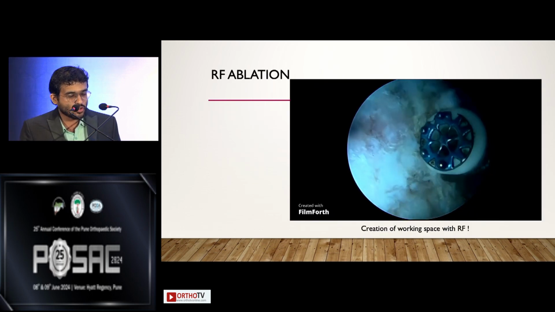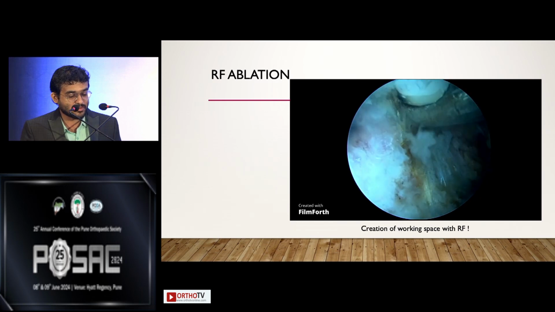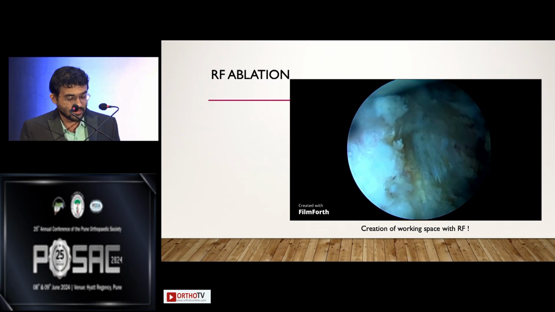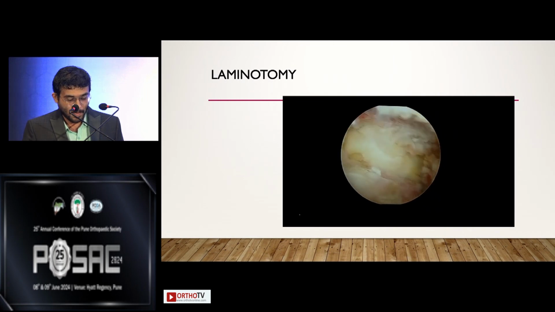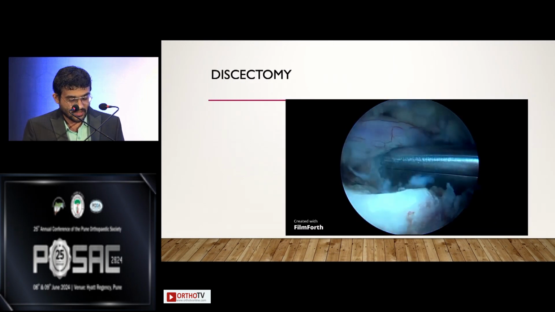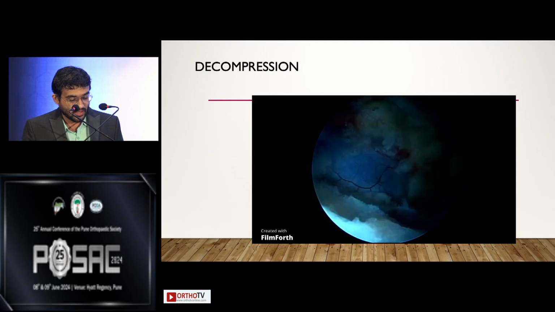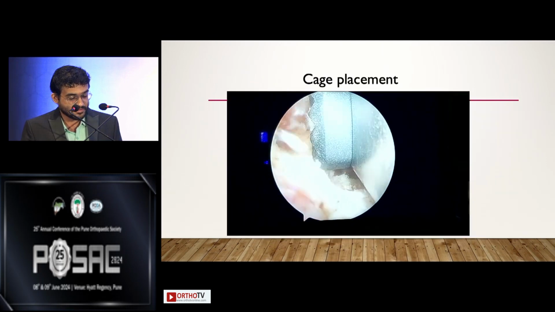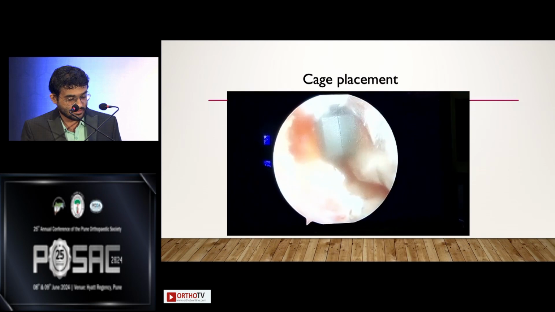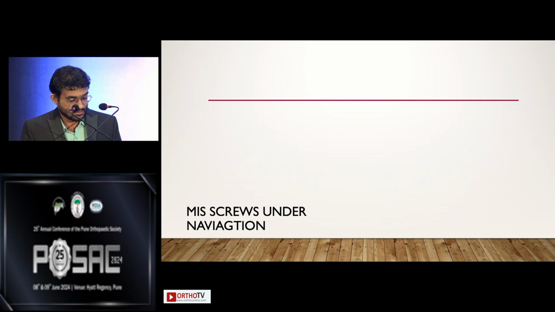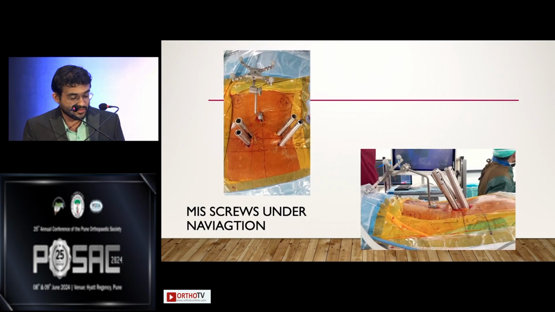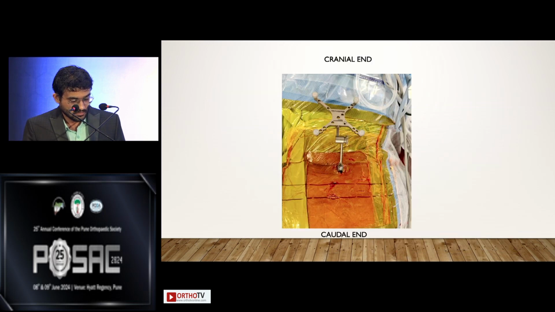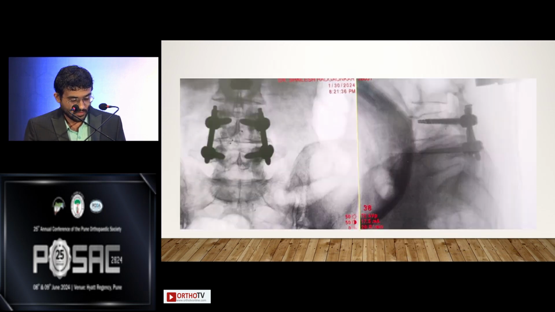As we know, there is no working space, there is no joint space in the lumbar spine. So we have to create space in the lumbar spine. This is done with the help of RF ablation. We do the laminotomy. This is followed by discectomy and adequate decompression, and then the cage placement. So this is how the final picture looks after the insertion of the screws. This is the end photo.